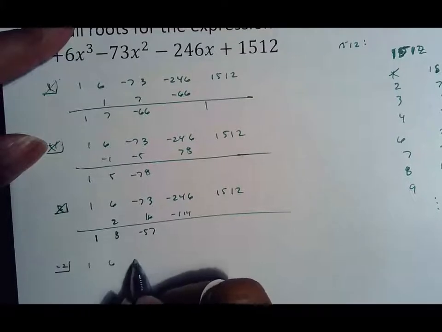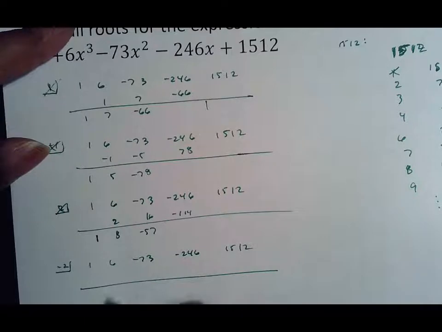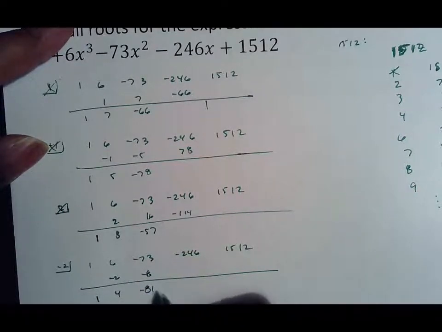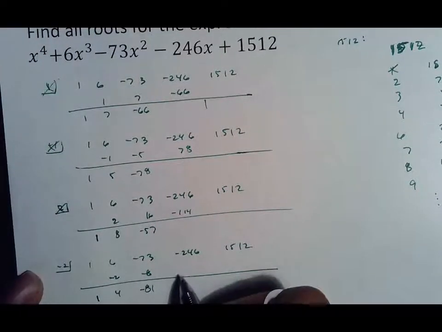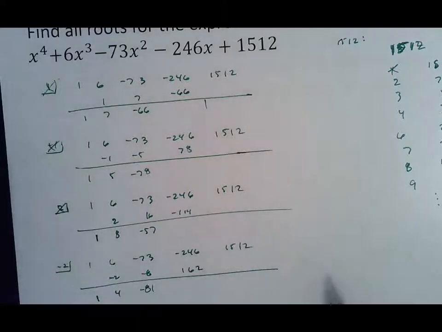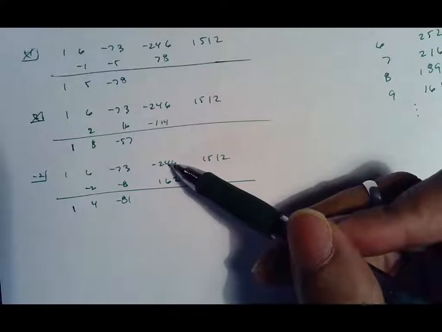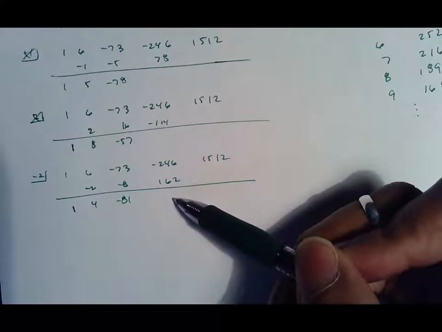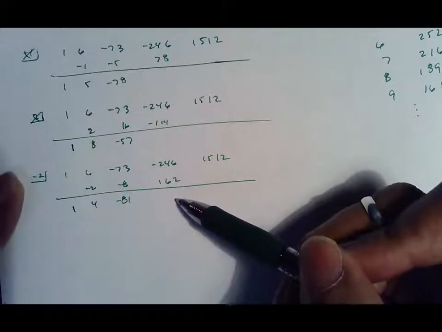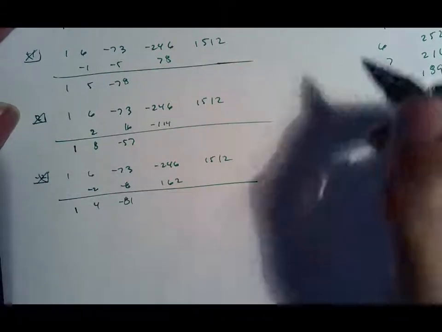What about negative 2? 1, negative 2, 4, negative 8, negative 81. Looking good. Oh, not looking good, because that would be positive 162. And again, using your common sense here, positive 162 is going to lead to a negative 100 something. I don't even know if it's 100 something, but let's say about a negative 100, which times negative 2 isn't even going to give me what I need there. So negative 2 doesn't work.